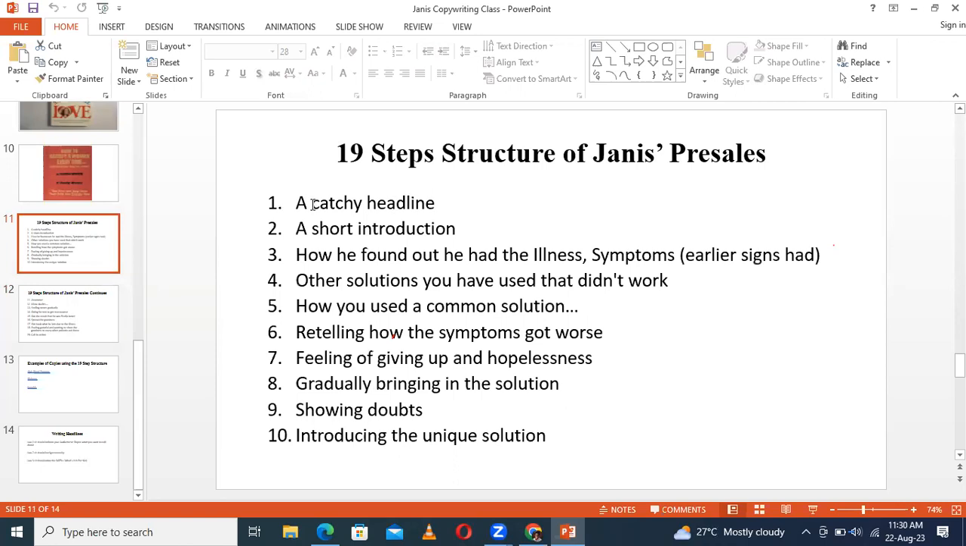You get? So you can write your headline, then you can do a short introduction like, have you been popping several pills over the years because you've been battling with high blood pressure? Have you used several agbo? Have you used several of this thing? Do you understand? Then you can now transition to number 3.